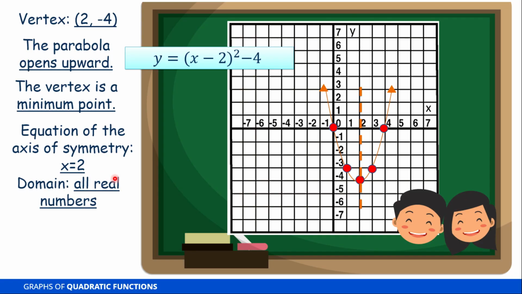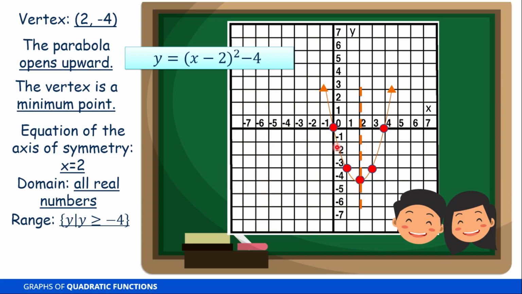Next, the domain. Again, ang domain natin ay all real numbers since magagamit lahat ng x values dito sa ating quadratic function. Next naman, ang range natin. Ang range natin ay set of all real numbers y such that y is greater than or equal to negative 4. Bakit greater than or equal to negative 4?